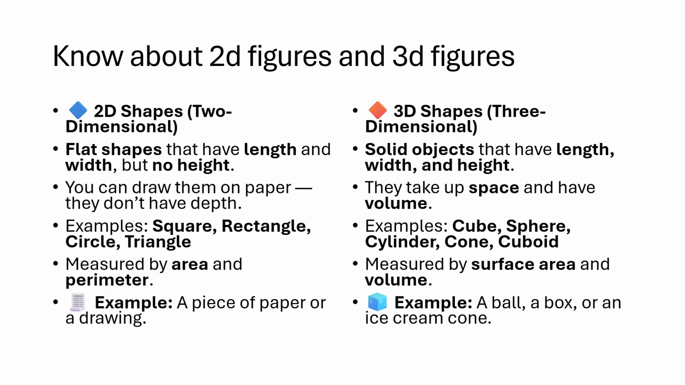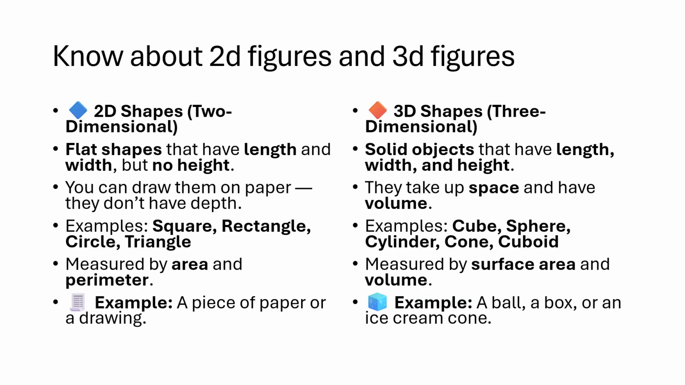You can draw them on paper, they don't have depth. Very easily you can draw on paper. For examples, square, rectangle, circle, triangle, and it is measured by area and perimeter. We can find out the area and perimeter of all the 2D figures. Example, a piece of paper or a drawing.